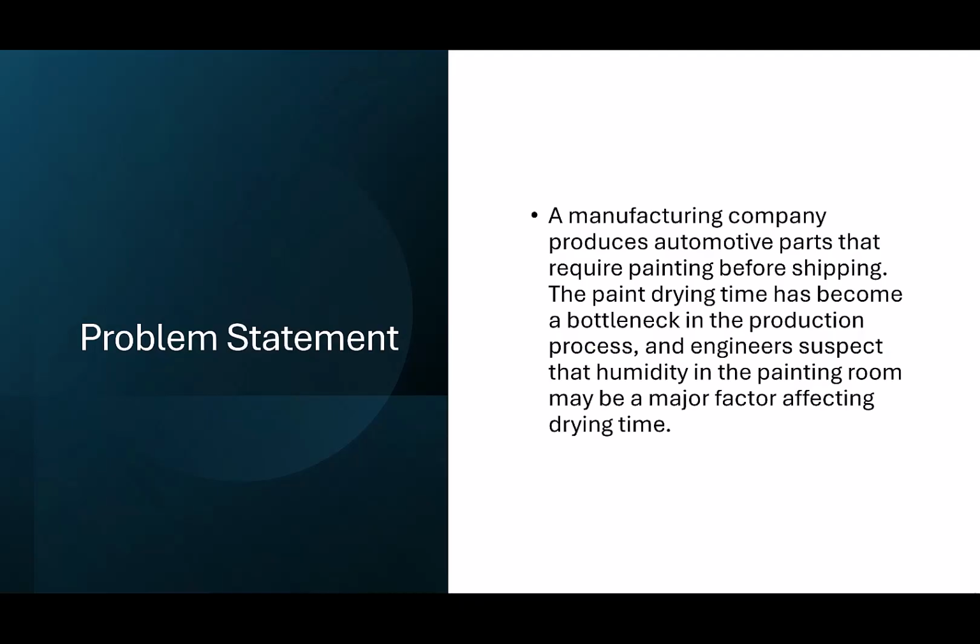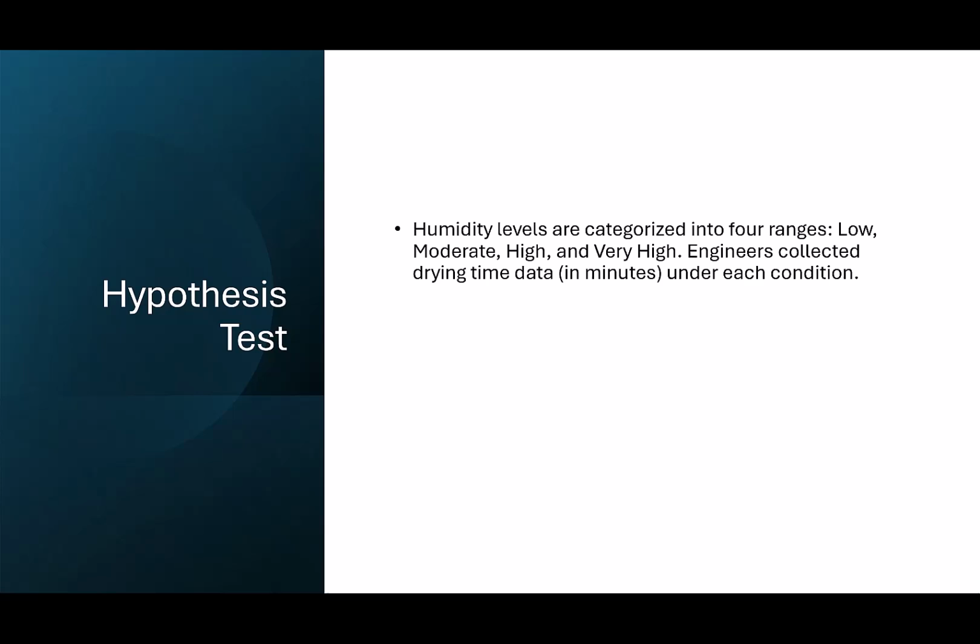A manufacturing company produces automotive parts that require painting before shipping. The paint drying time has become a bottleneck in the production process, and engineers suspect that humidity in the painting room may be a major factor affecting drying time. Humidity levels are categorized into 4 ranges: low, moderate, high, and very high. Engineers collected drying time data in minutes under each condition.